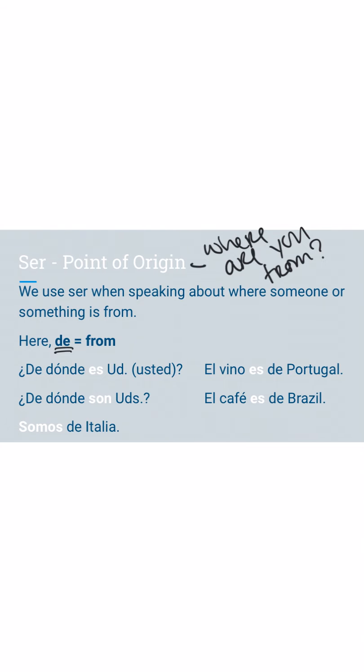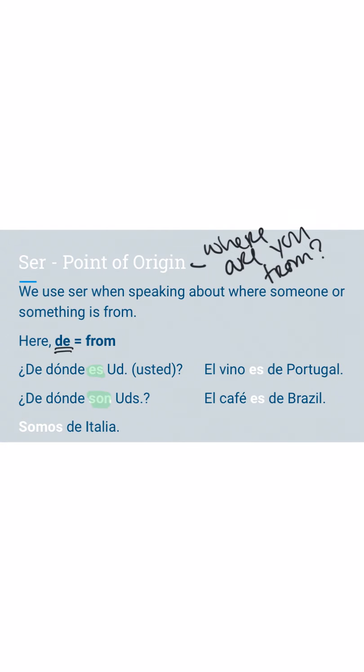So for example here, we see, ¿de dónde es usted? Okay, this literally translates to from where, ¿de dónde, from where are you? ¿De dónde es usted? Where are you from? We can ask it in another way of, where are you all from, or ¿de dónde son ustedes?